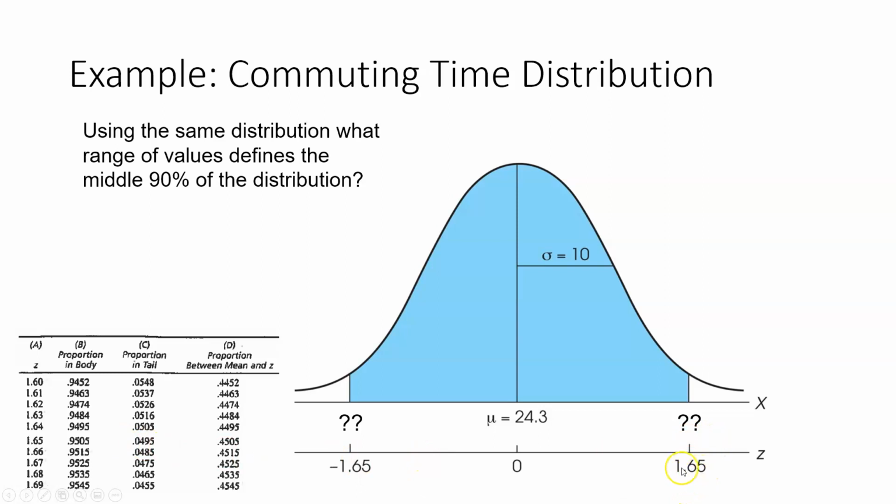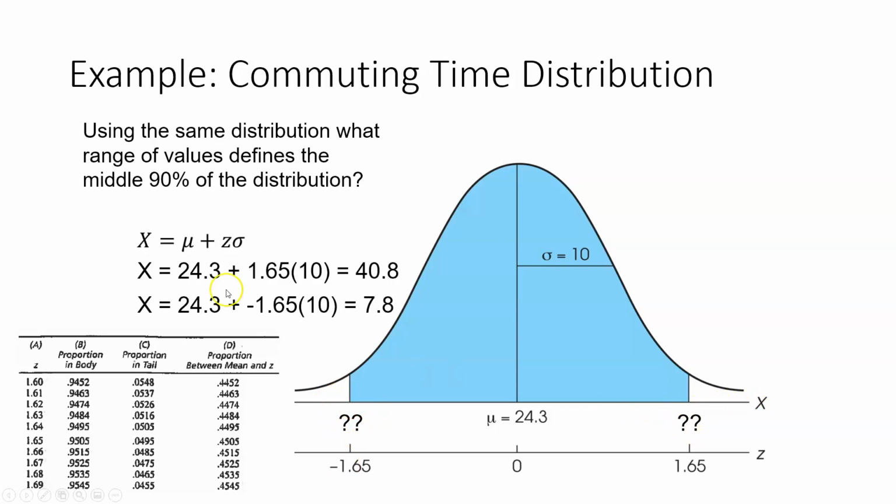So positive 1.65 on the upper end, negative 1.65 on the lower end. Both of these z-scores have to be used in your formula, x equals the mean plus z times the standard deviation, in order to give you the lower bound and the upper bound. So you might take that formula, plug in the mean and standard deviation with the positive z-score and the negative z-score, and discover that the two numbers of minutes of commuting that bind the middle 90% are about 8 minutes to 41 minutes. That's where the middle 90% of commuters are traveling for.